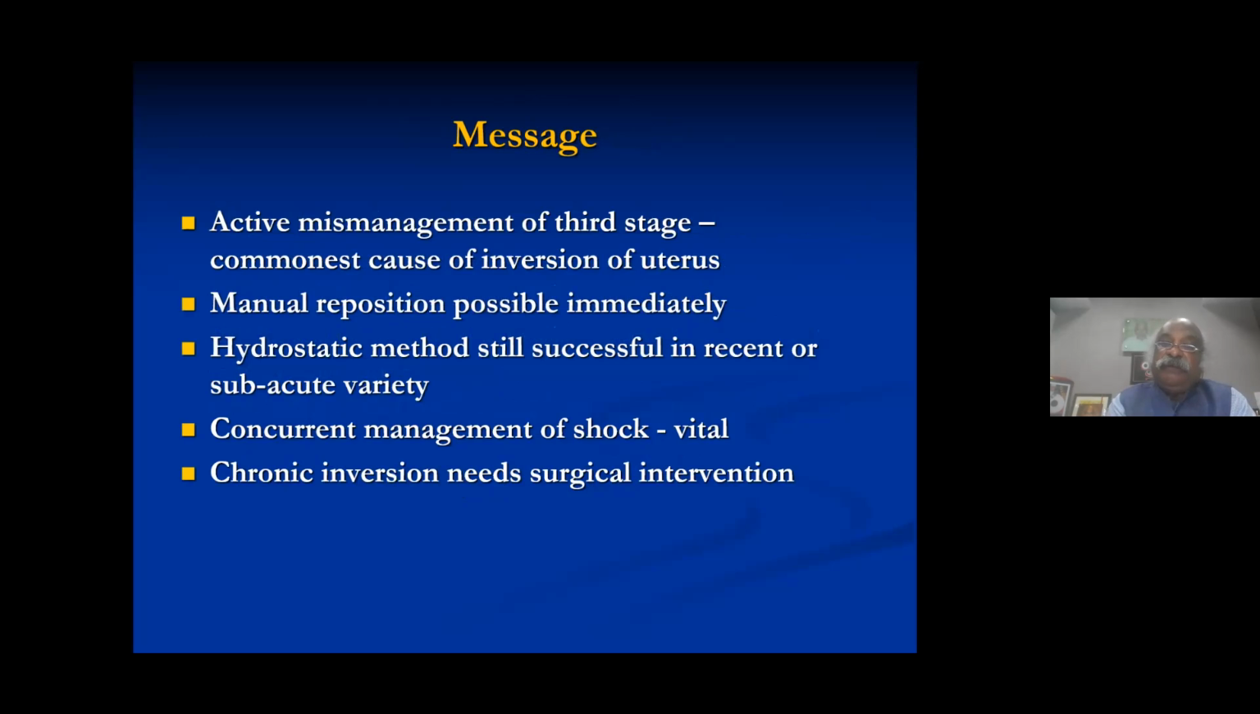Active mismanagement of the third stage is the commonest cause of inversion of uterus. I think that is a preventable entity. If at all there is an inversion during delivery, you immediately manually reposition it. If you detect it immediately and reposit, it is possible. If you give a gap, it is not possible. You have to resort to the hydrostatic method, which is still successful in the recent or subacute variety. In the chronic variety, surgery is necessary, but in the subacute variety, hydrostatic methods work. In the acute variety, if you do the manual reposition immediately, it can be relieved.